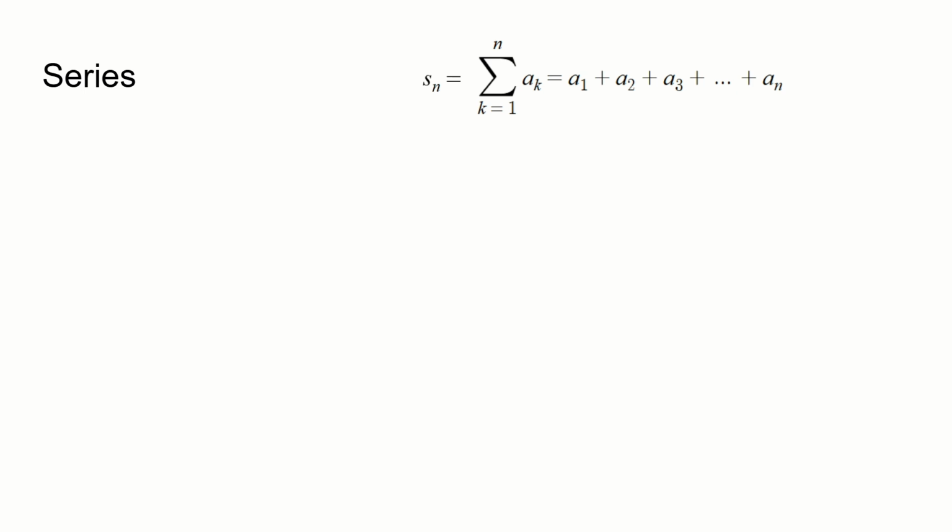Hello everyone. In this video I will be going over how series works. So this is the basic formation of series, how it looks. A series up to n will be the sum for k equals 1 to n of a of k, where a of k is some sequence. And so that will look like a of 1 plus a of 2 plus a of 3 plus all the way up to a of n.